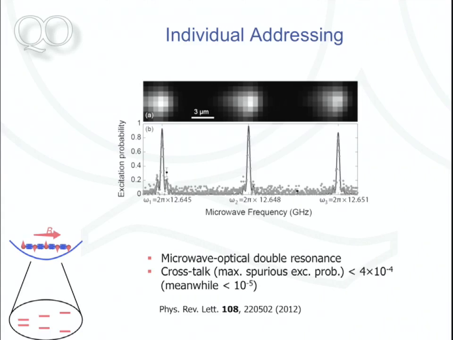And the second advantage of this static gradient is that you can talk to each ion in frequency space and with very small spurious excitation of neighboring ions. So this is an RF optical double resonance spectrum showing the excitation of this ion, or this ion. And meanwhile, we have excitation probabilities in a quantum register of 8 qubits below 10 to the minus 5. So this works quite well.